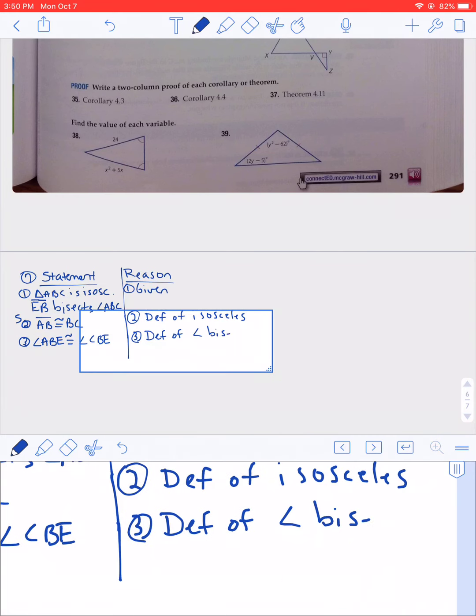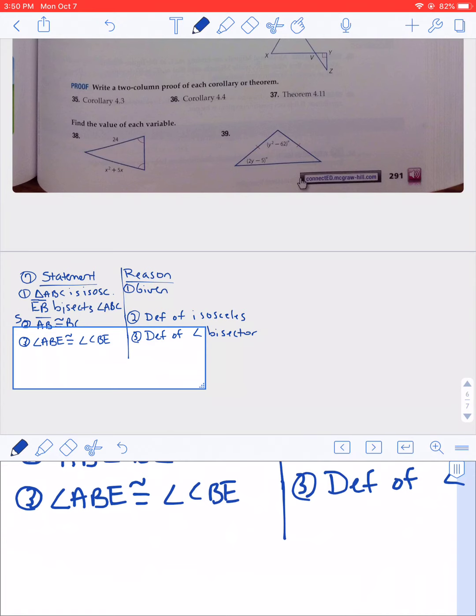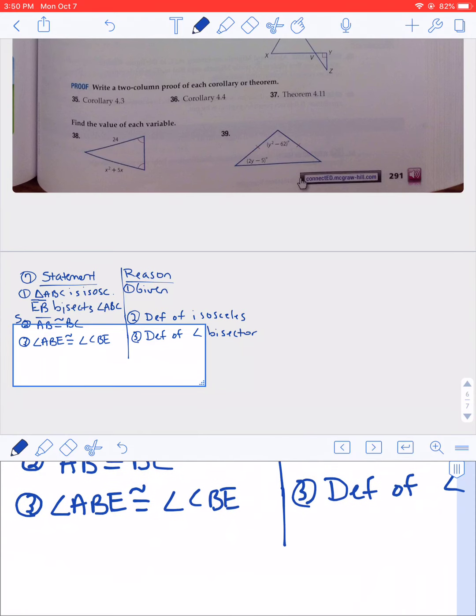It's just simply, they told us that BE, and if you look back in the given, it says EB bisects ABC. So therefore, we know those two angles are congruent to each other because we know what bisects means, okay? When something bisects an angle, it creates two congruent angles. So that's all we have to put for reasons. I'm going to put a little A right here. Just say, okay, we got the S and the A done.